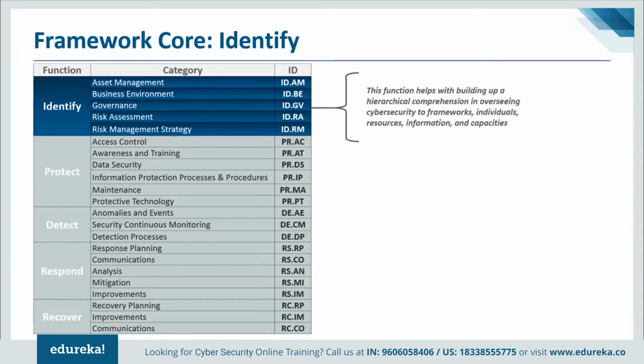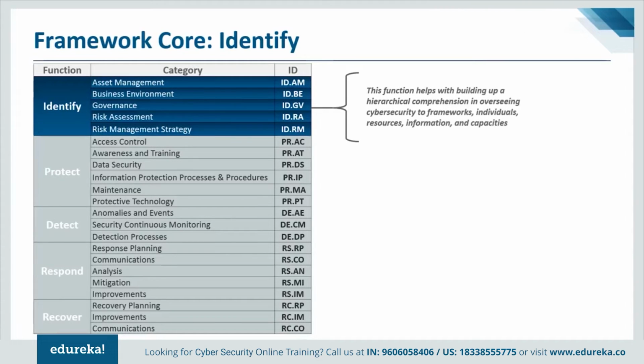Understanding the business context, the resources that support critical functions, and related cybersecurity risks enable an organization to focus and prioritize its efforts consistent with its risk management strategy. Examples of outcome categories within this function include asset management, business environment, governance, risk management, and risk assessment.